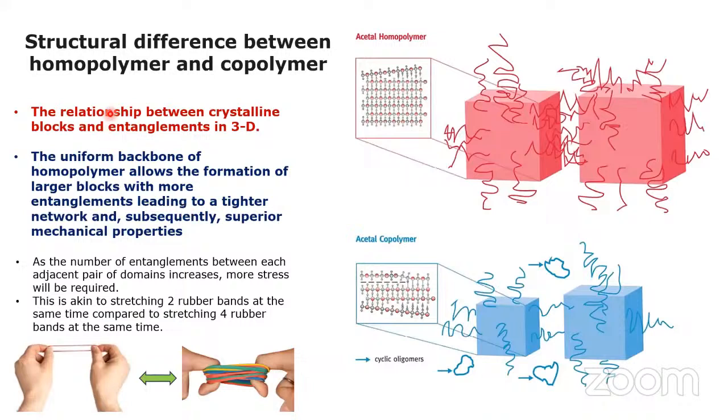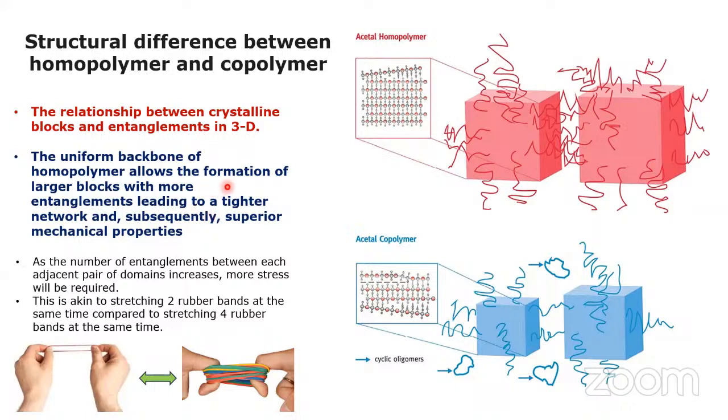So next, as we are seeing the structural difference between homopolymer and copolymer systems, the relation between crystalline blocks and entanglements in 3D. If you see here, I have carried forward the same structure in this slide, the acetal homopolymer and acetal copolymer systems. So what is the major difference? The uniform backbone of homopolymer allows the formation of larger blocks with more entanglements, leading to a tighter chain network and subsequently superior mechanical properties.